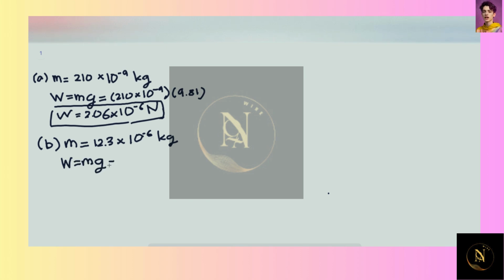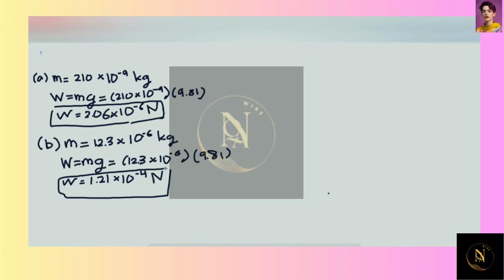Weight is equal to mg. So it's going to be 12.3 times 10 to the minus 6 kilograms, multiplied by our gravitational acceleration, 9.81. Then we get that the weight of a frog hopper is 1.21 times 10 to the minus 4 newtons. So bigger than that of the flea, which is what we'd expect, but not even a single newton. So still quite tiny.